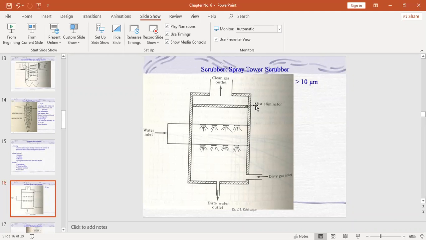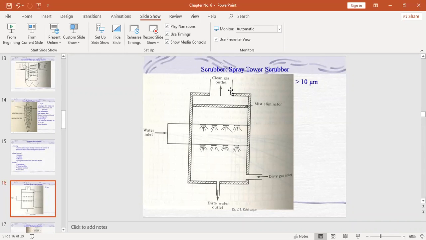So here it is the mist eliminator. Though we have arranged this way, the gas may carry some quantity of water while moving in an upward direction. At that time, this mist eliminator will remove the entire water vapor, and only the pure gas or the clean gas will emit through the outlet.